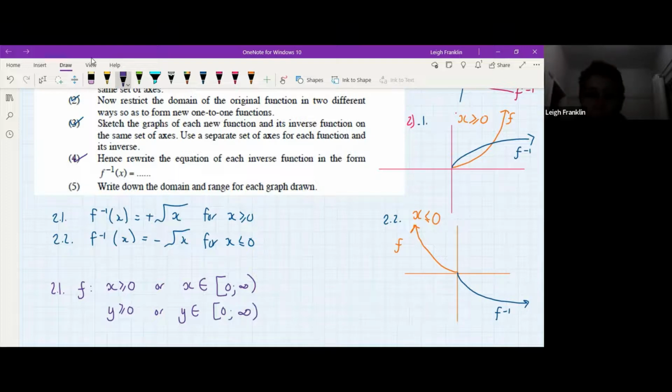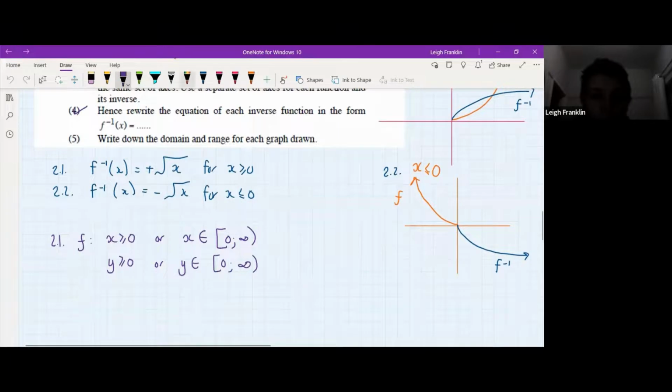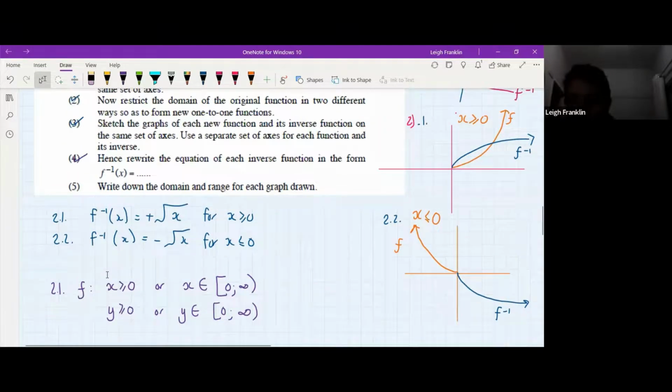That's for 2.1. For 2.2, we are going to have, let's change colors here. All right, so for our, sorry, I'm being silly, aren't I?